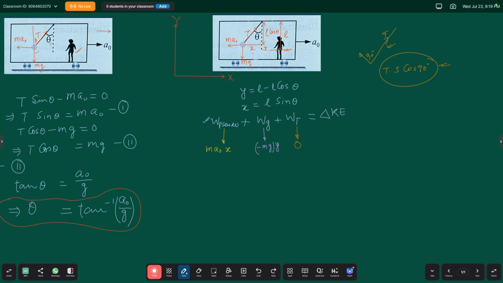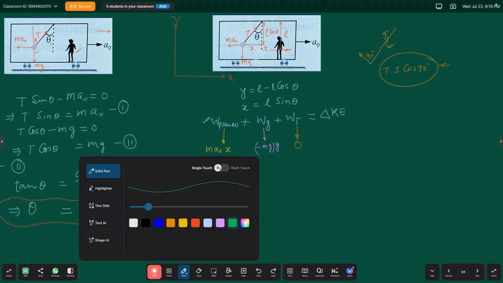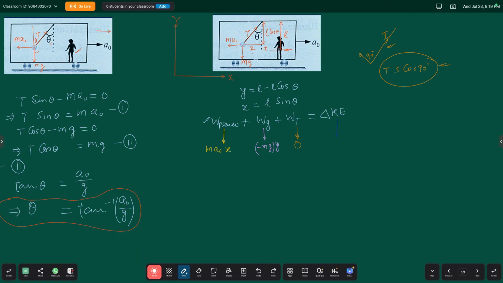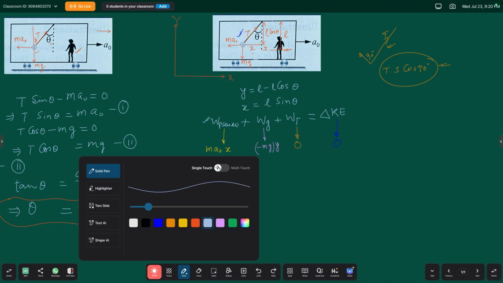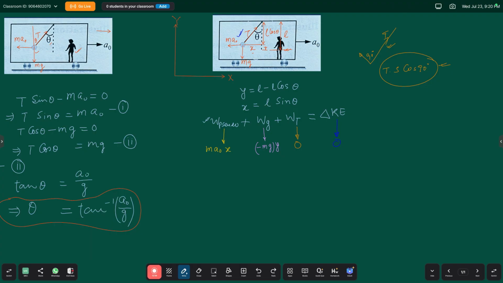Now the kinetic energy. We are speaking about the instant when an immediate jerk has been given and it has attained an acceleration a naught. So at that time, the velocity of the bob at this location will be 0. So the change in kinetic energy will be 0, because initial was 0, final is 0. So now we can handle this equation.